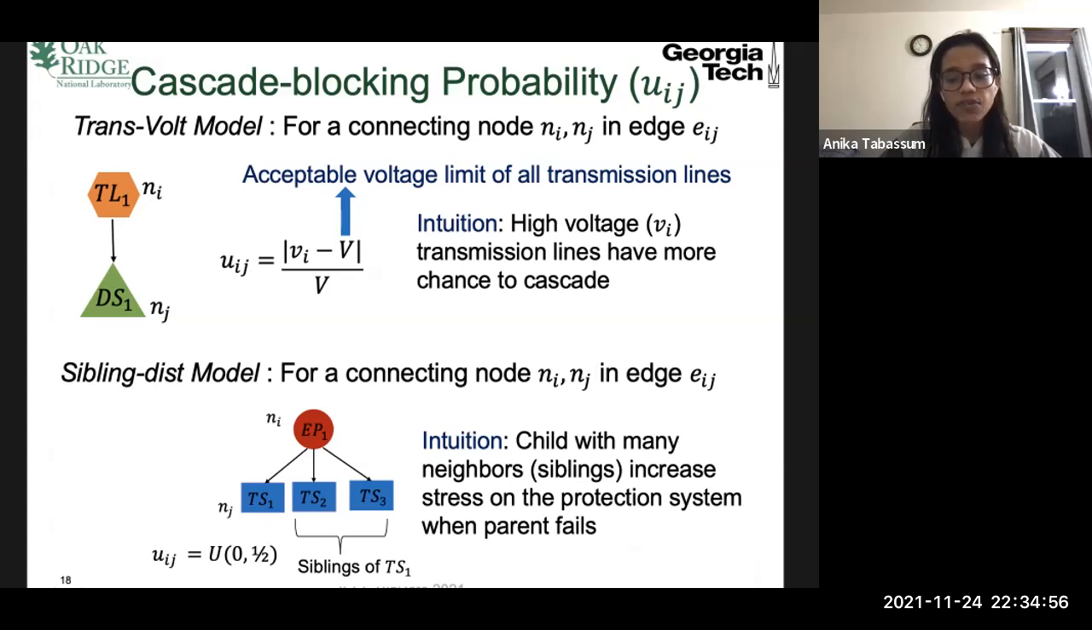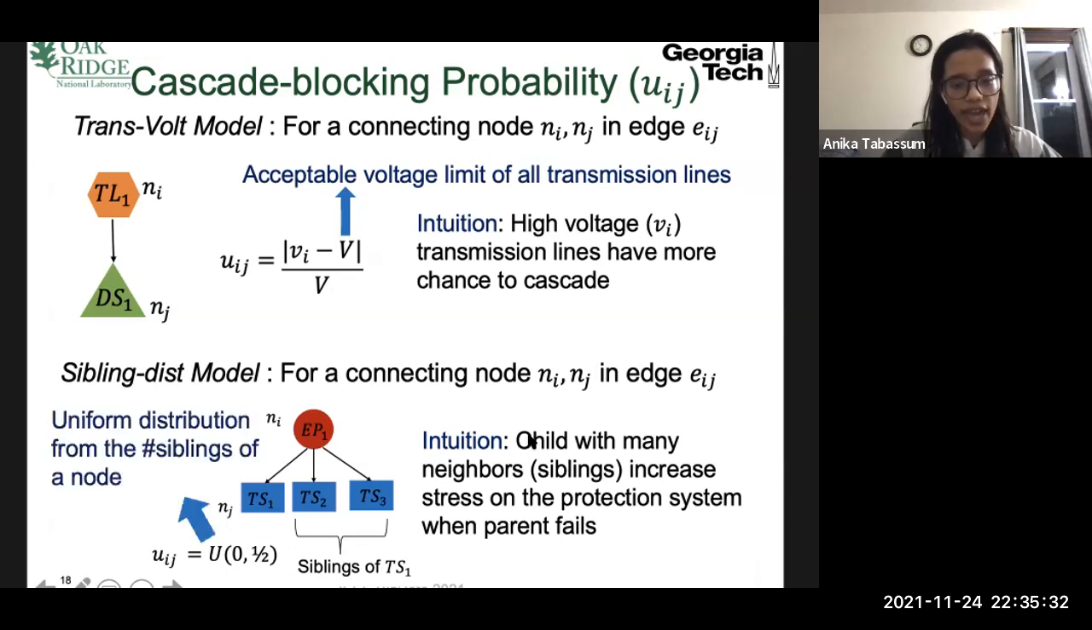Overall idea is if a parent fails, it stresses the protection system of the child. This stress eventually increases if the child has many neighbors. For our model, we view different neighbors of nodes as siblings. This figure, for example, shows three different transmission substations, and each has a common parent, EP1. That means, since they are common parents, all these three are siblings. And we view this protection model as a uniform distribution based on the number of siblings a node has.